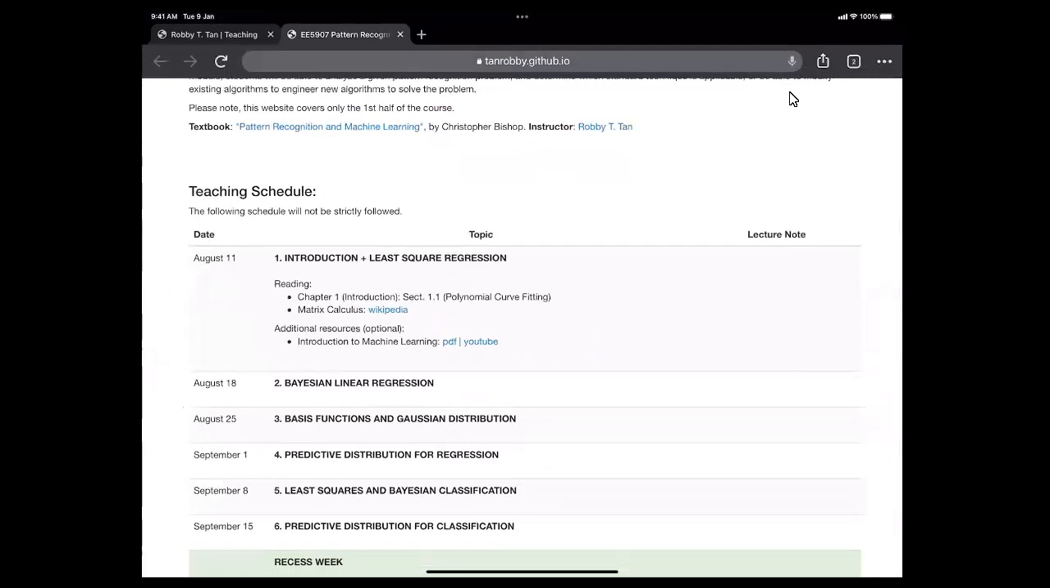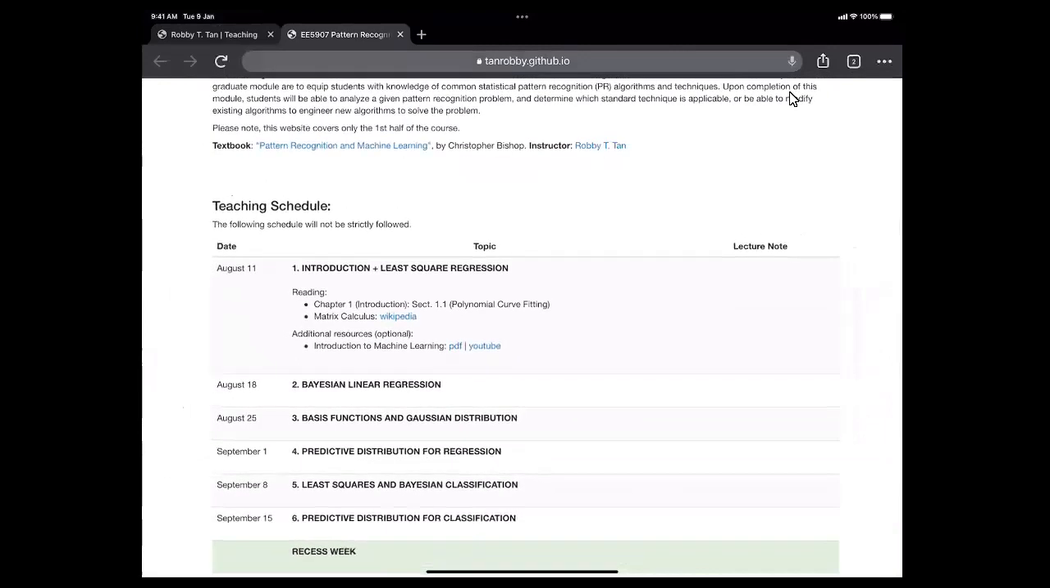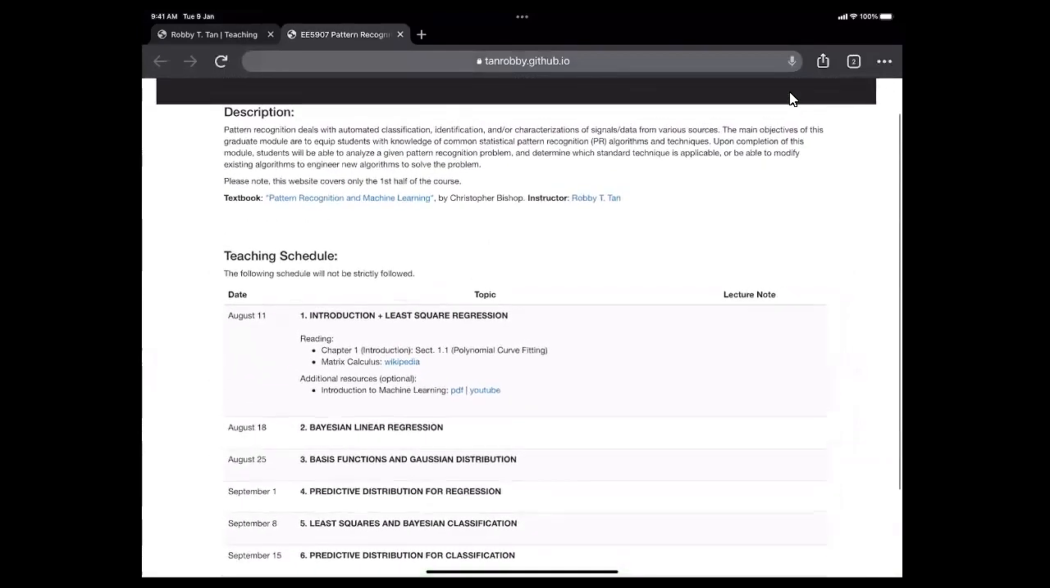It only covers the first part. I'm not sure of the second part. The second part will be announced by the instructor, Dr. Bai Song. Any questions here?